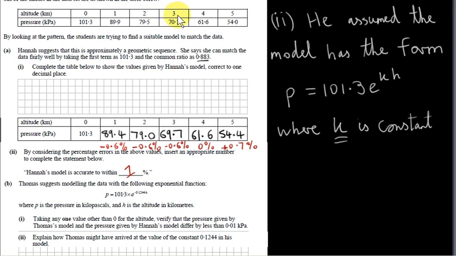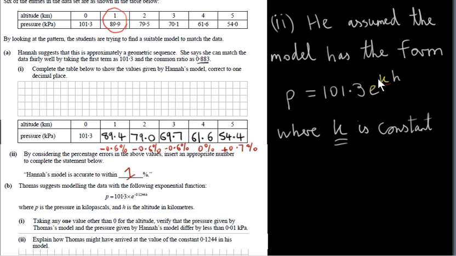So he could have picked any two. Well, he could have picked, say, this pair here, plugged one in for h, and equated this to a pressure of 89.9. He could then solve to find k. So for given values of P and h, k is the unknown. And then he could have checked all the other values to see if they match this model, if this model gives values that are close to the measured values.